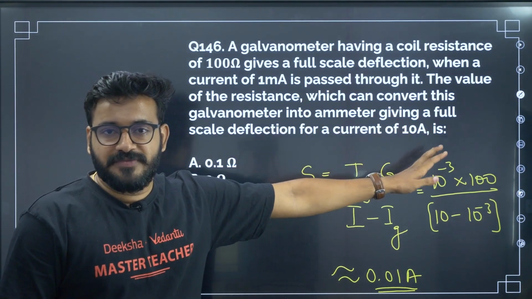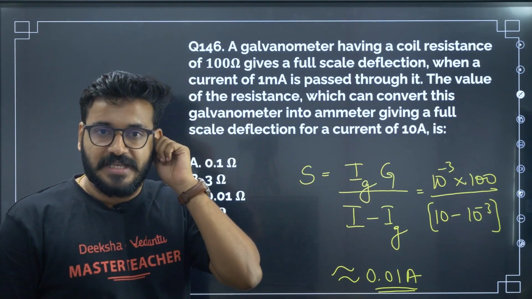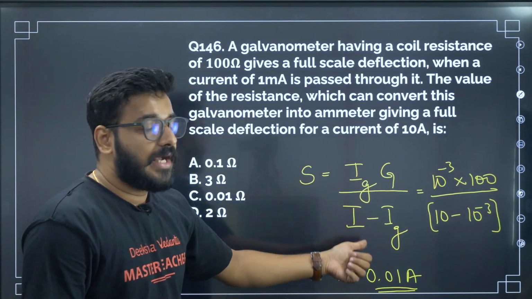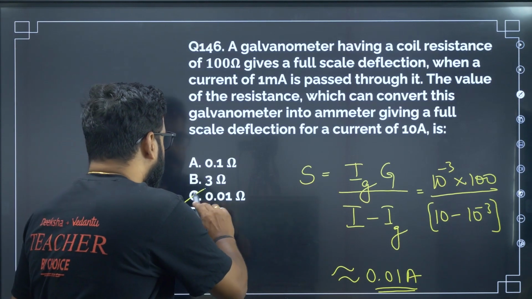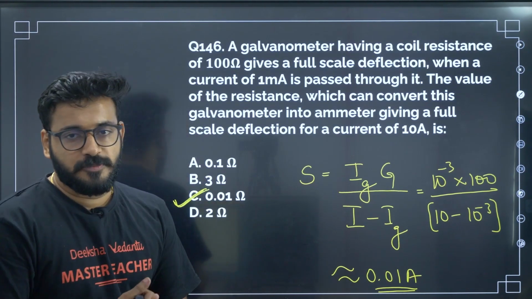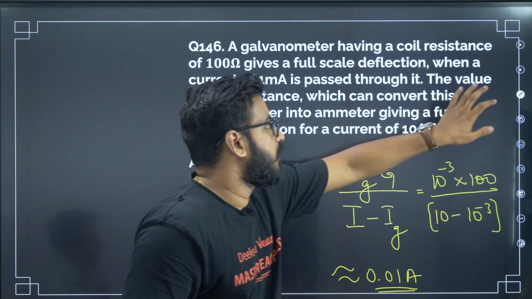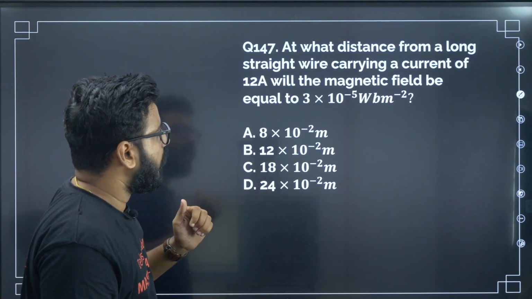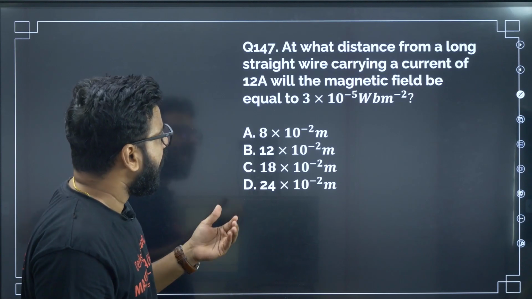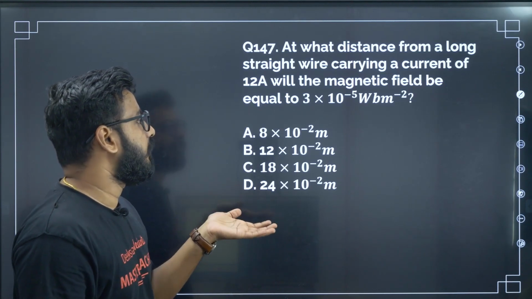So moving coil galvanometer is very important. So first the sensitivities are very important. Later the conversion. Okay, conversion factors and formulas are very important. You will directly get the answer as 0.01 approximately. All right, very simple question. Once again, very straightforward indeed. At what distance from a long straight wire, okay, carrying a current 12 ampere will the magnetic field be equal to?